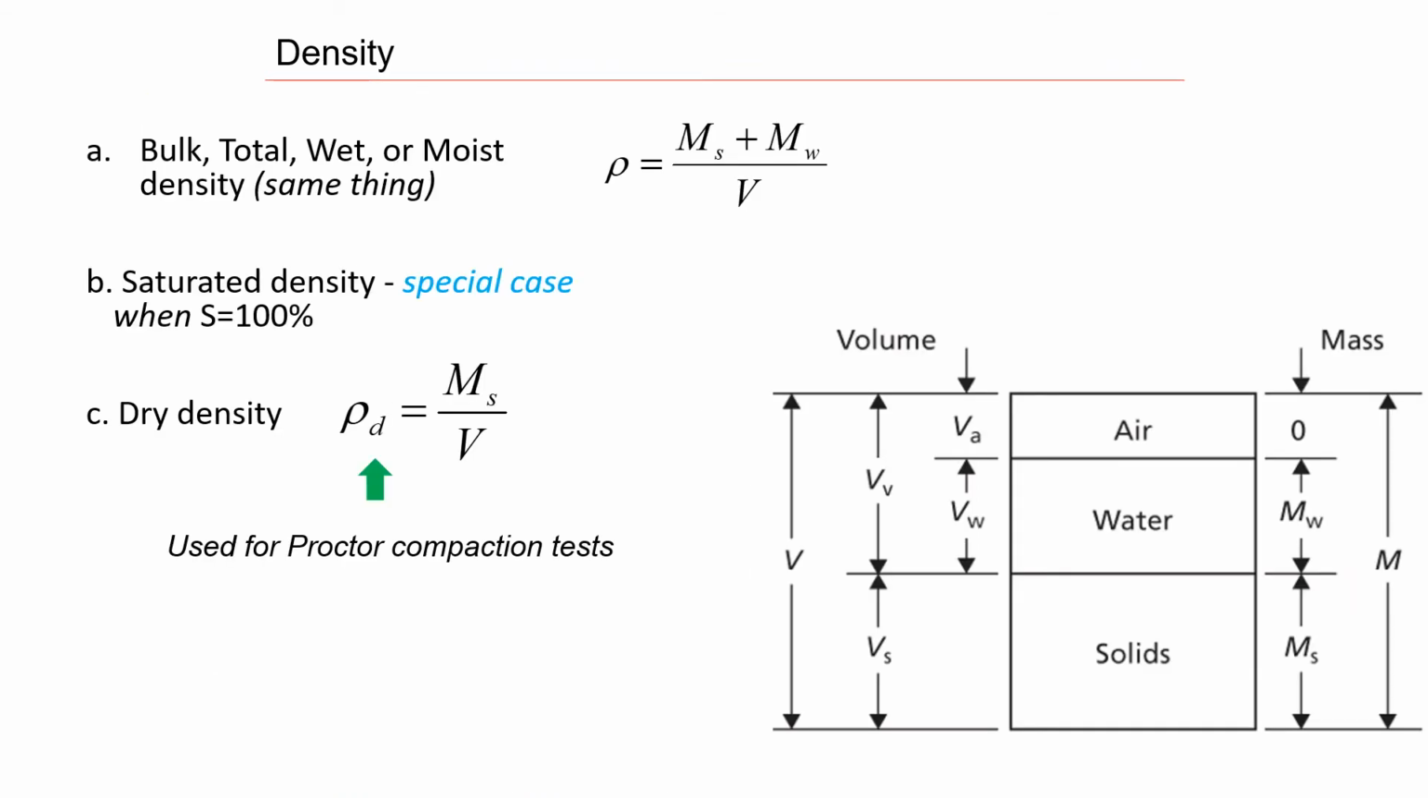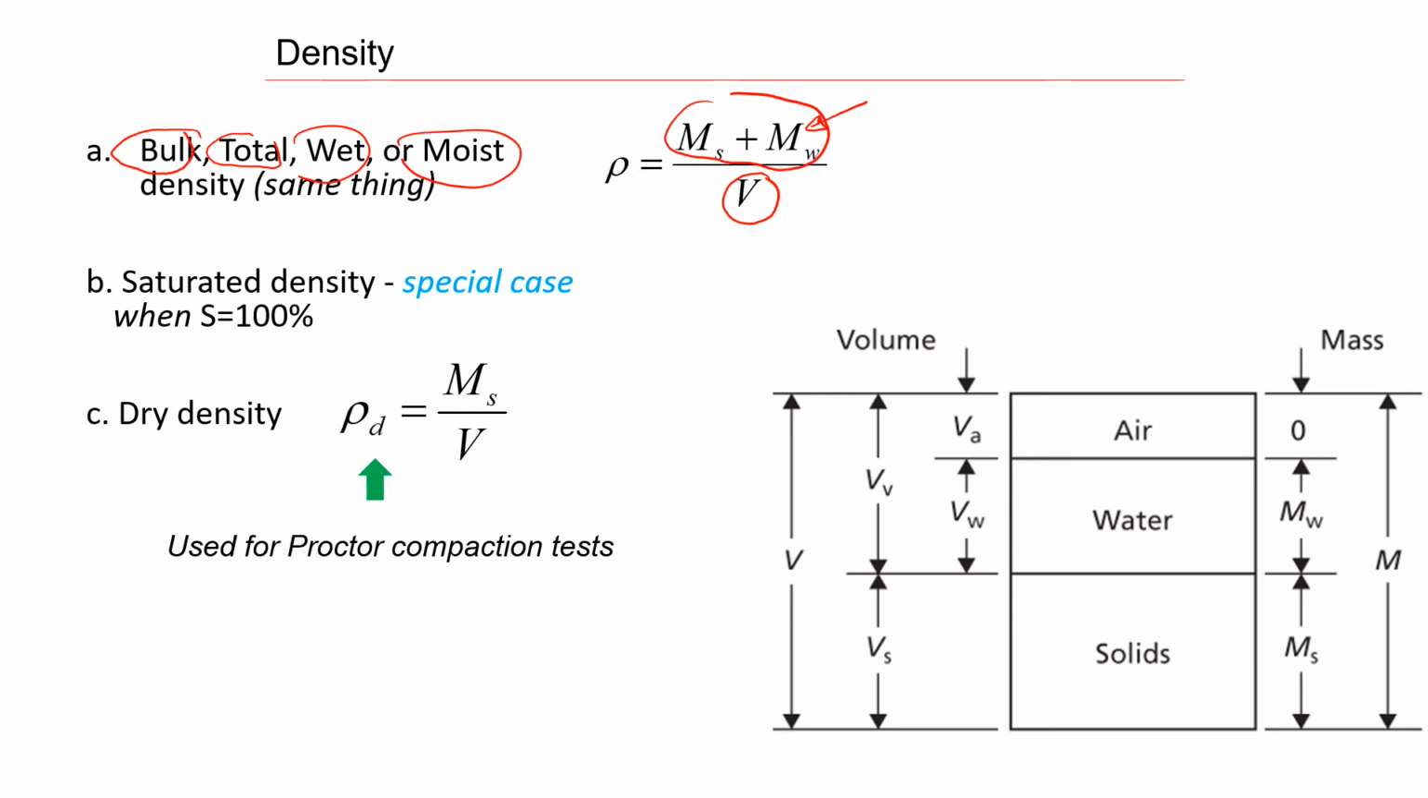When we talk about the mass ratios, density is probably one of the most important parameters of soil. There are different adjectives that we use to describe density, such as bulk, total, wet, or even moist, which actually mean the same thing. Density is the ratio between the mass of soil and the volume of soil. When soil is saturated, we also have a water component here.